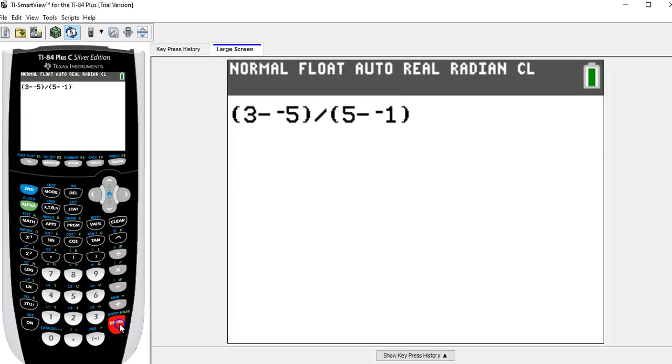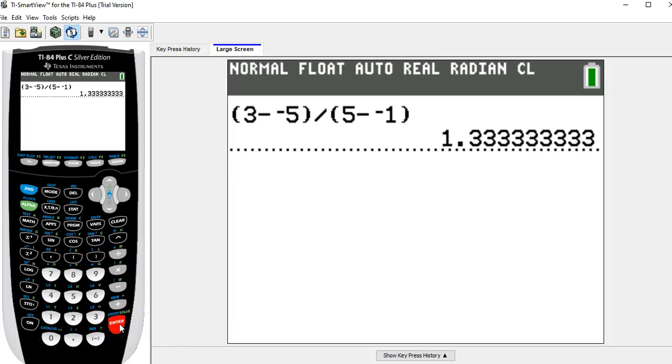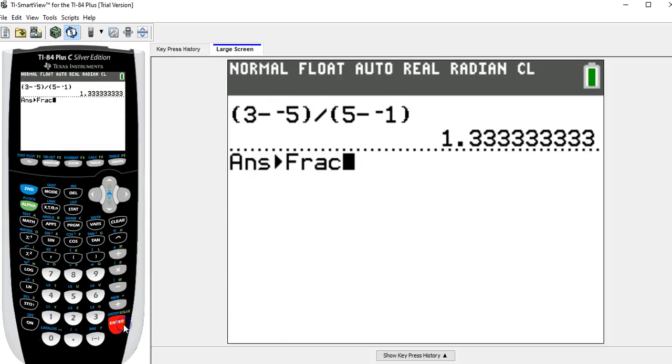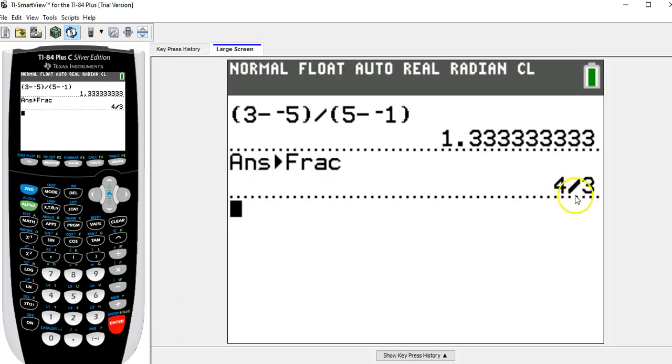And this is going to give me a decimal. And then it says it wants this as a rational number. So I can change it to a rational number by going math. And the first thing here is changing it to a fraction. So if I hit enter, this will take this 1.333333 and turn it into a fraction. If I hit enter again, 4/3 is the answer as a rational number.